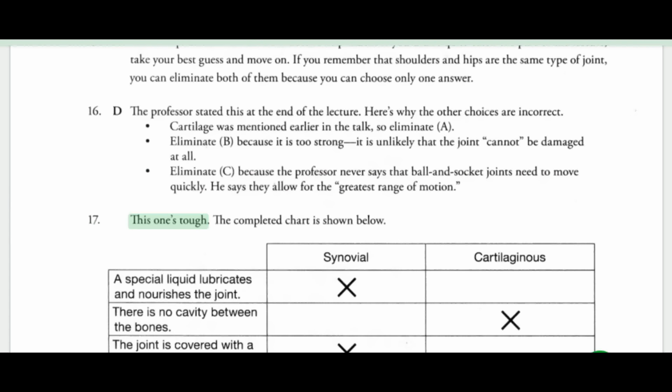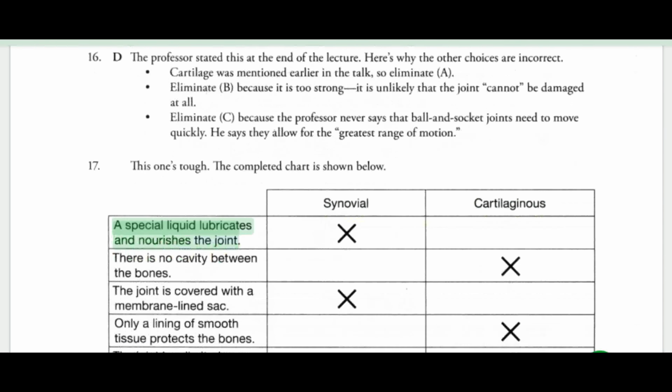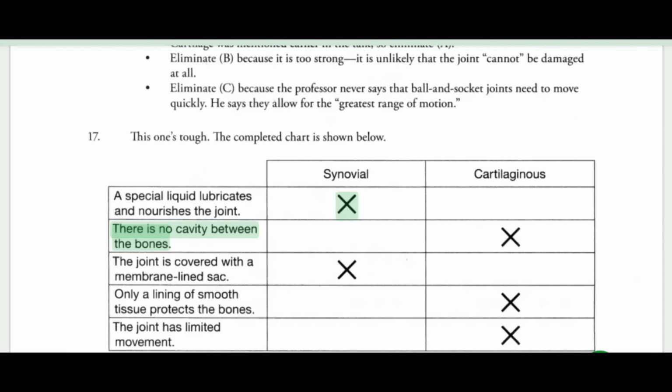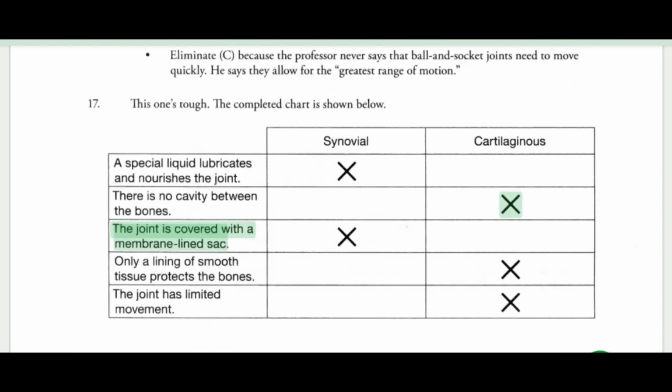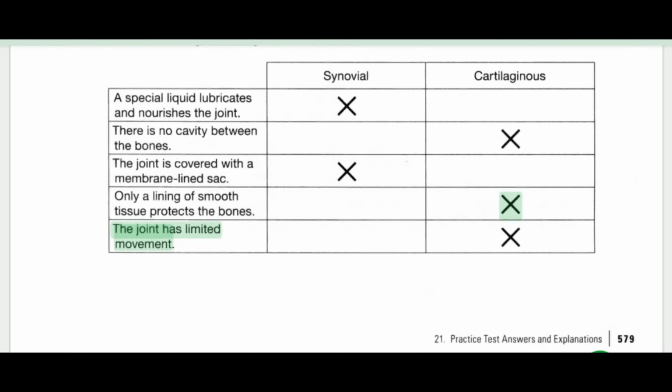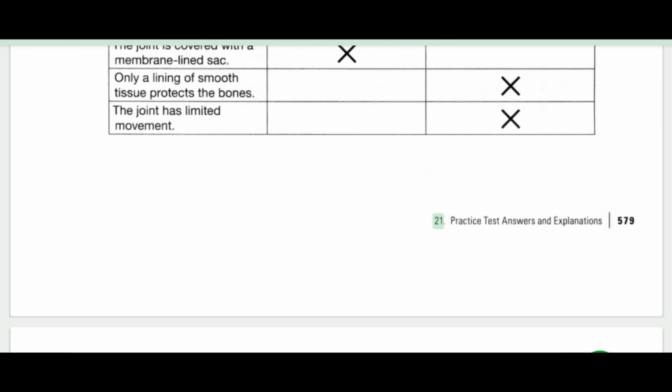17. This one's tough. The completed chart is shown below. Synovial, cartilaginous. A special liquid lubricates and nourishes the joint. X. There is no cavity between the bones. X. The joint is covered with a membrane-lined sac. X. Only a lining of smooth tissue protects the bones. X. The joint has limited movement. X.